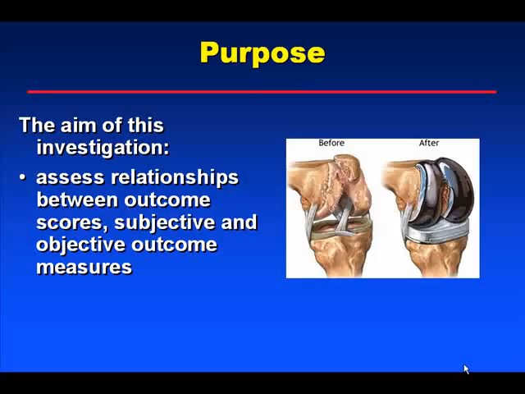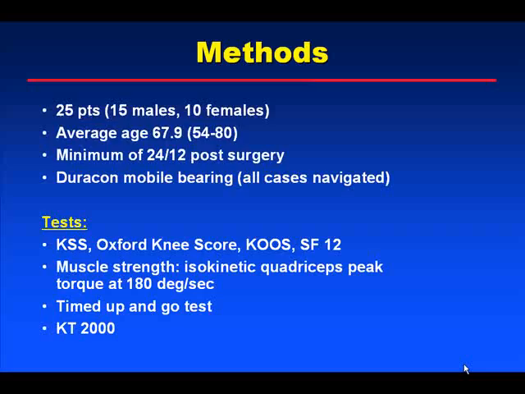So the aim of this project was to investigate the relationships between outcome scores, commonly used subjective and objective outcome measures. 25 patients were included with an average age of 68 years and a minimum follow-up of 24 months. A mobile bearing knee was used in all cases, and all cases were navigated. So the usual scoring systems were used. We concentrated on isokinetic quadriceps peak torque, used the timed up and go test, and measured instability with KD 2000.